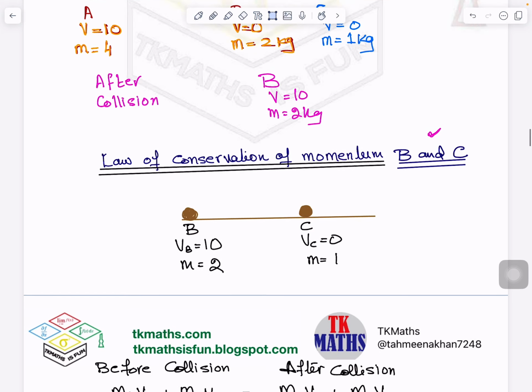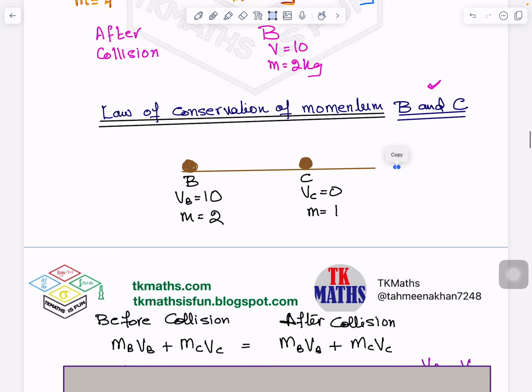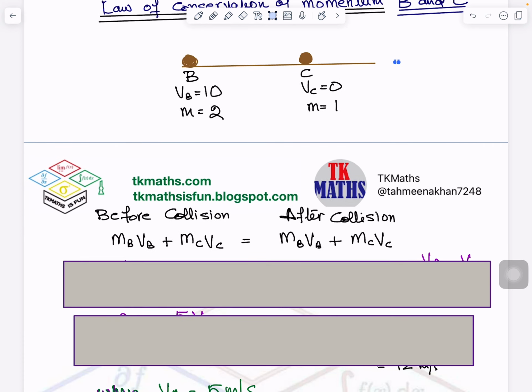Okay, so this is the new situation I have put here for B and C, and I am going to apply here the law of conservation of momentum before and after the collision. So this is before collision, about B and C information, which is written here, and this will be after the collision.